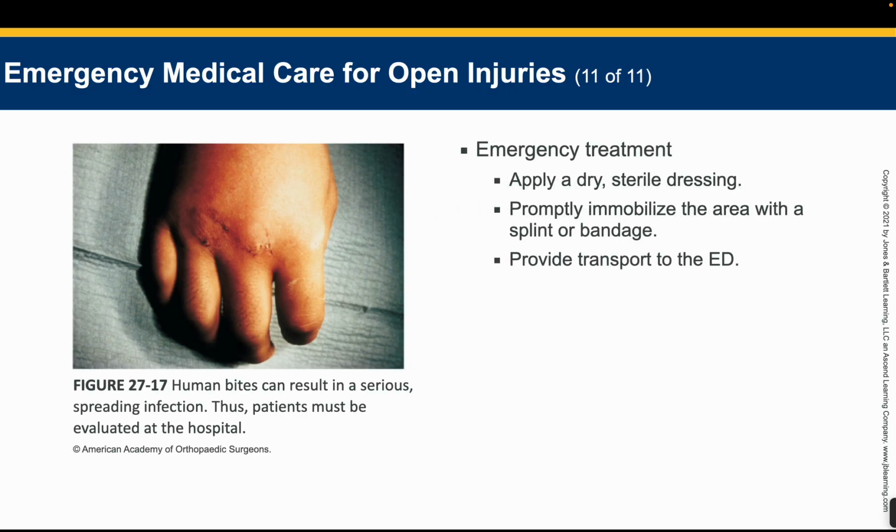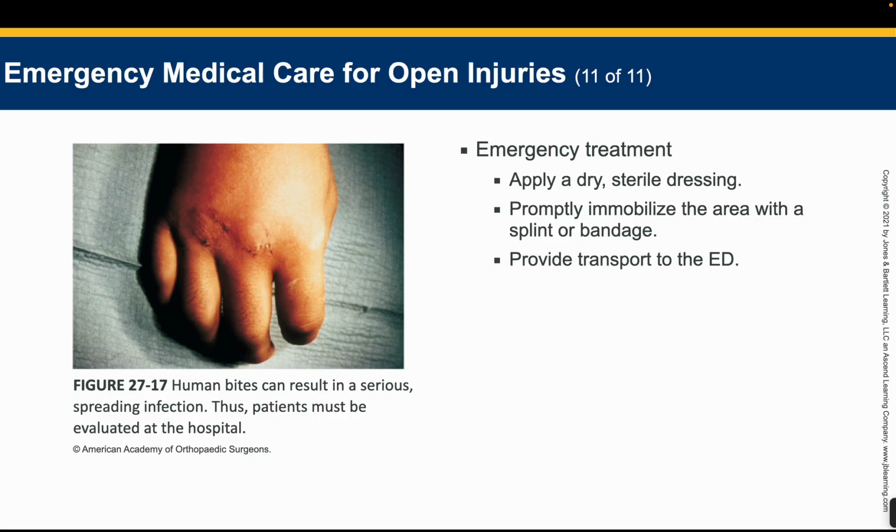So when it comes to treating open injuries like human bites, your care is pretty straightforward, but it's important. You want to apply a dry, sterile dressing to protect the wound and reduce contamination. Then immobilize the area with a splint or bandage, especially if it involves a joint or a hand, to help prevent further injury and limit the spread of infection. And finally, these patients need to be transported to the emergency department for further evaluation and treatment.